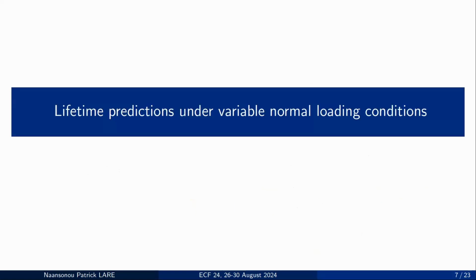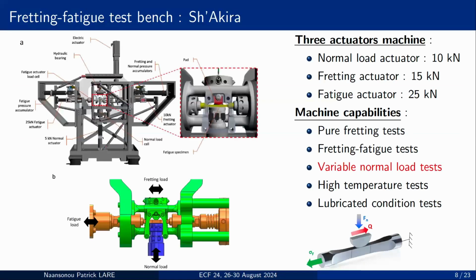Okay, so now I will talk about the lifetime prediction under variable normal loading conditions using our non-local approach. But first, I will start by describing the experimental setup. This is an actuator machine, so it means that the normal load, the fretting force and the fatigue force can be applied independently. For example, the normal force is applied with the normal force actuator that you have here.